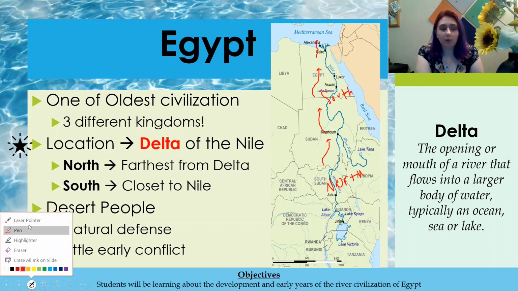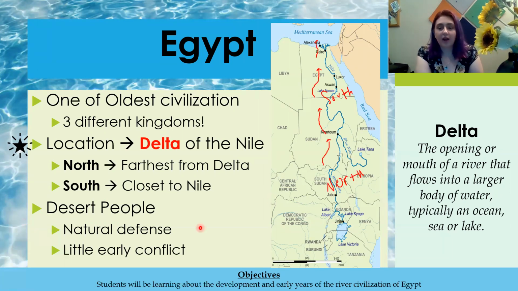It's really important to remember that, as this is going to play an important factor in how we talk about Egypt and the way people lived. So just keep that in mind. The north is actually down here, and the south is up here, closest to the delta.